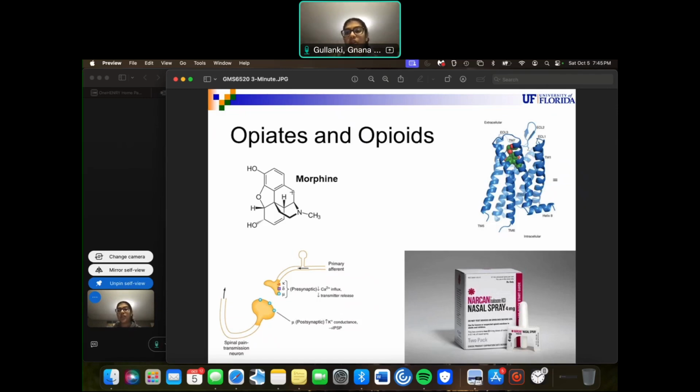Opioid drugs bind to GPCRs, right here, which are G protein coupled receptors. So when opioids bind to GPCRs, they bind to the extracellular side of the receptor. So this green bubble is what we're looking at.